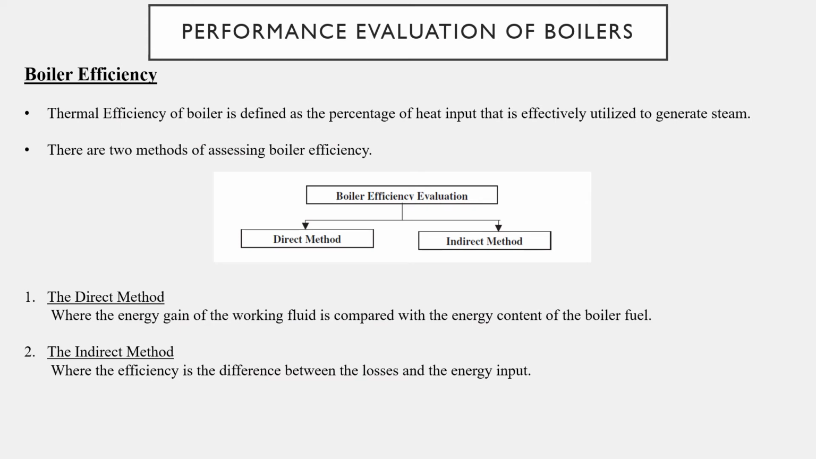So now let us talk of performance evaluation of boilers, which is the most important aspect in the energy industry. Boiler efficiency is the percentage of the heat input that is effectively utilized to generate steam. In boiler theory, we can split the methods into two types: direct method and indirect method. The direct method is where the energy gain of the working fluid is compared with the energy content of the boiler fuel, while in the indirect method, the efficiency is calculated from the heat losses and the energy input. Boiler efficiency helps us find the deviation from the best possible efficiency and target the problem for a particular corrective action. So that's why we study efficiencies.